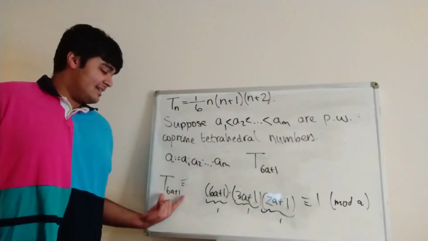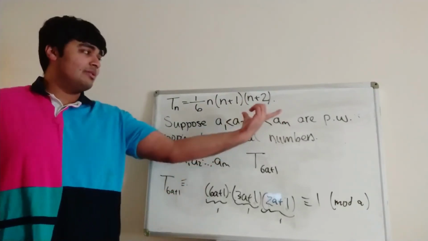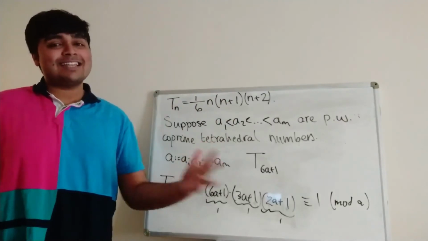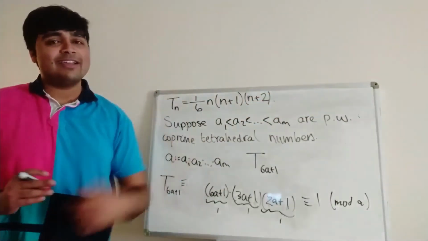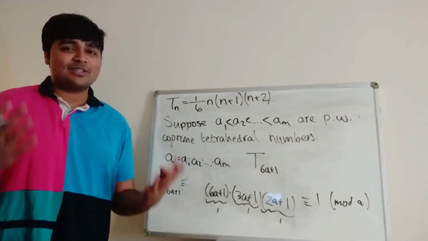We've generated a tetrahedral number which is bigger than all of these and coprime to all of these, so we can add that onto our list, and then, as I said, by induction we can keep adding one to our list to generate an infinite sequence of tetrahedral numbers which are pairwise coprime.